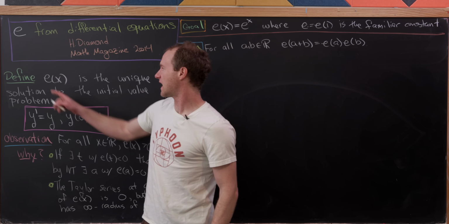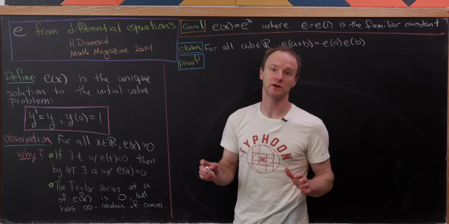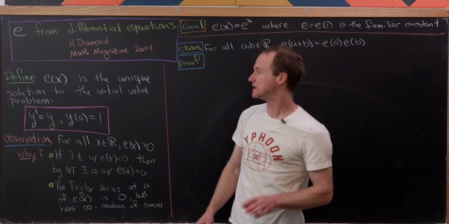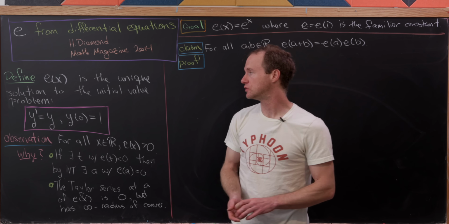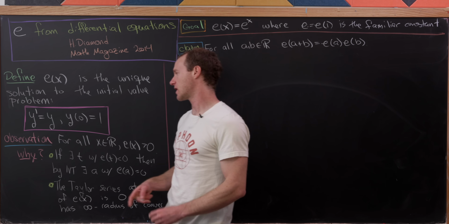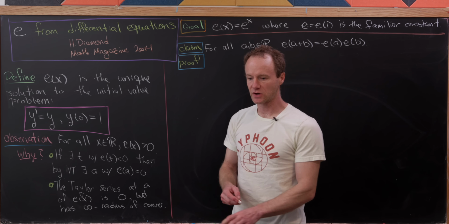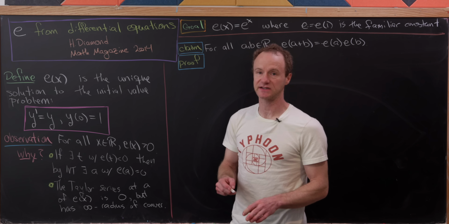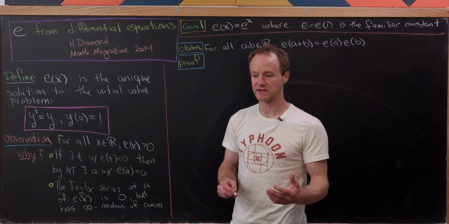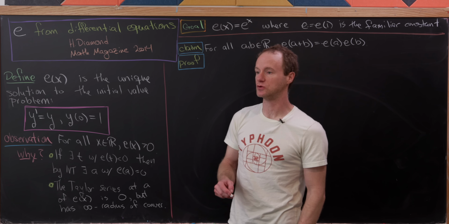So we're going to define this new function, that at the moment we don't really know much about, called E of x, as the unique solution to the following initial value problem. So we have y' = y and y(0) = 1. Since E(x) satisfies this initial value problem, that means the derivative of E(x) is itself, and E(0) is equal to 1.